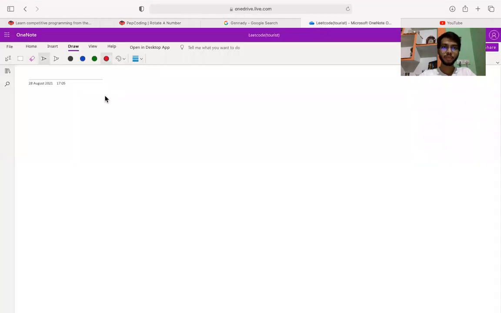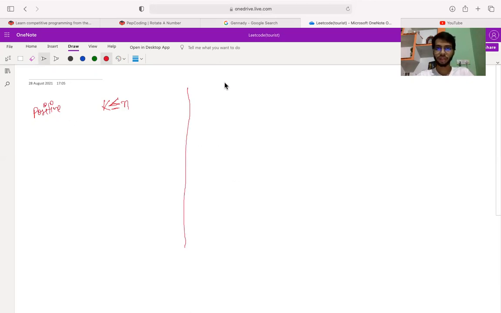The problem statement says that if the value of k is positive, meaning k is greater than 0, and it is less than or equal to n, then we have to do something. K must be positive and less than or equal to n. Okay, let's discuss what we need to do.